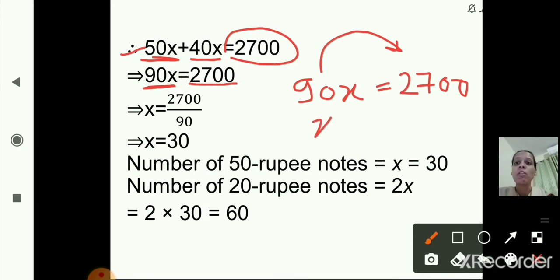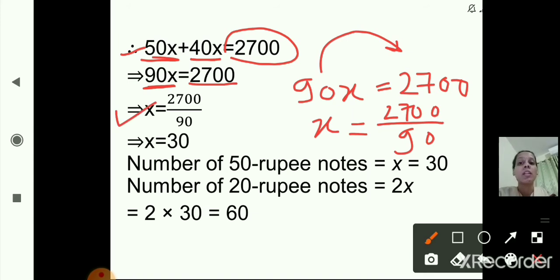So how will you find out the value of x? x is equal to 2700 divided by 90. As you can see here in this table, x is equal to 2700 divided by 90. Now we can cancel this. 0 and 0 will get cancelled. 9 ones are 9, 9 threes are 27, and 0 here. So when we cancel 2700 by 90, you will get the answer, that is 30. So x is equal to 30.